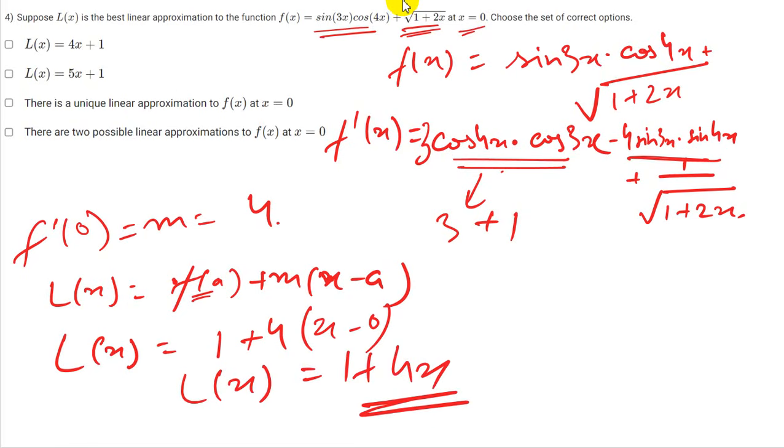Okay, so this option is correct, and there is a unique, not unique, because we have only considered plus 1 here. Okay, we can consider minus 1 also, but here it won't be minus 1. So there can be two possible linear approximations. Okay, so this one is correct, but another one is not correct. Next.